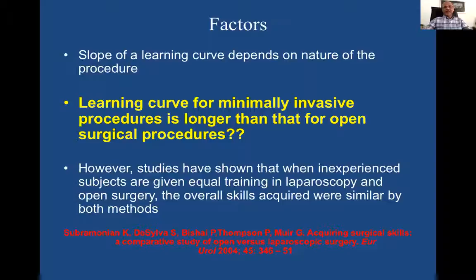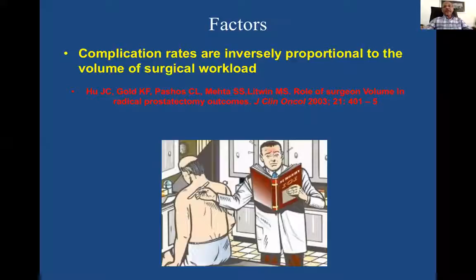Up to 30 to 40 cases, if they've seen and done, they were able to perform with some kind of reasonable result as good as MIS. So complication rates are inversely proportional to the volume of workload. So you may be a brilliant surgeon, but if you're doing 5 surgeries a month versus somebody who's doing 20 surgeries a month, obviously your outcome and your know-how and complication tackling will be completely different.